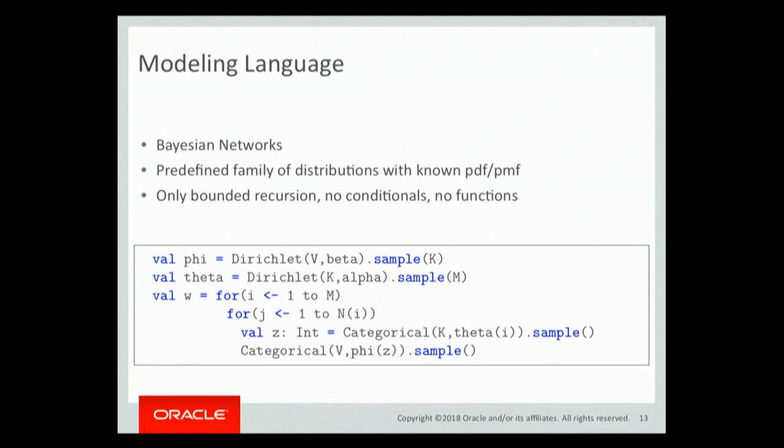We only have bounded recursion, which is known at compile time. We have no conditionals, we have no functions. And this is an example of a program. This very simple program is actually a latent Dirichlet allocation written in 5 lines. So that's a very simple language, but it's deceptively simple because a lot of the papers that you would see at NIPS or ICML could be written in that language.